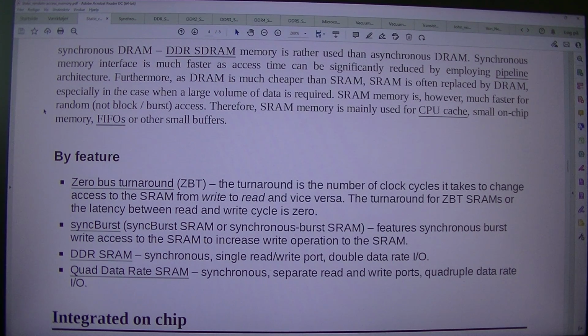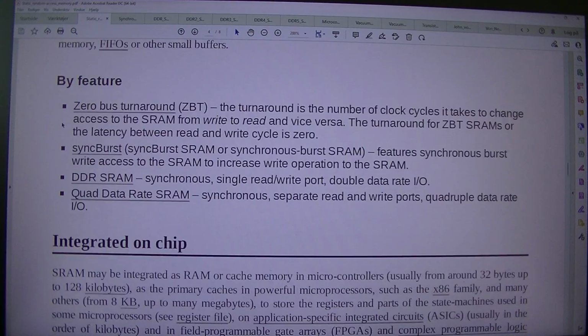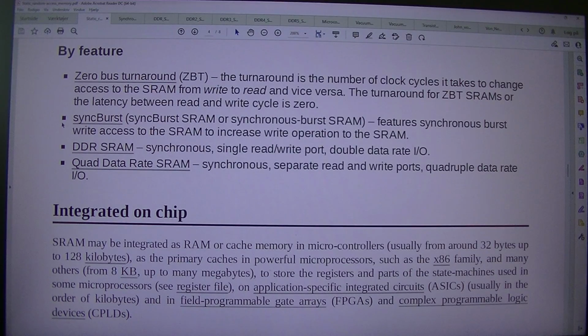SRAM memory is, however, much faster for random, not block/burst, access. Therefore, SRAM memory is mainly used for CPU cache, small on-chip memory, FIFOs or other small buffers. By feature. Zero bus turnaround, ZBT. The turnaround is the number of clock cycles it takes to change access to the SRAM from write to read and vice versa. The turnaround for ZBT SRAM, or the latency between read and write cycle, is 0.